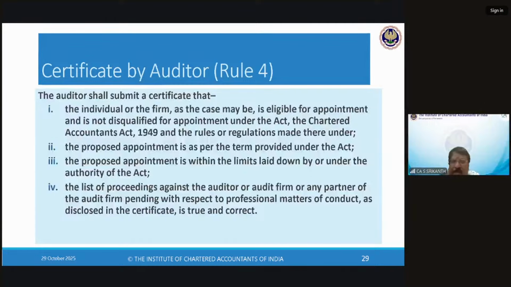The list of proceedings against the auditor or audit firm or any partner of the audit firm pending with respect to professional matters of conduct, as disclosed in the certificate, is true and correct. In case there are any proceedings, you should distinguish between a concluded disciplinary action and a proceeding. Suppose there is a proceeding against the auditor. We may have to disclose it and say that such and such a proceeding is happening against us. So this is a statement of facts.